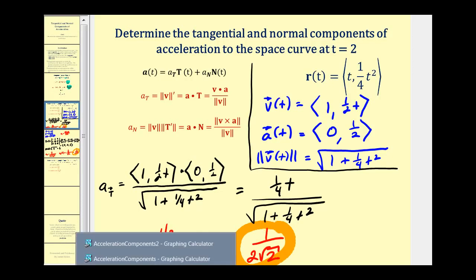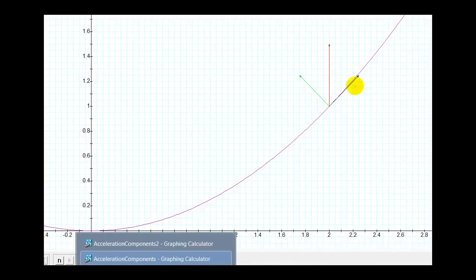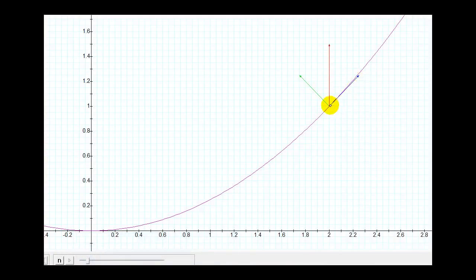If we go back to the graph, that should make sense, because if we take a look at the magnitude of these two vectors, the tangent vector and the normal vector, they look like they're the same length. And you can also visualize, if you were to take this blue vector here, move the initial point to the terminal point of the green vector, the sum of those two vectors would be the acceleration vector.